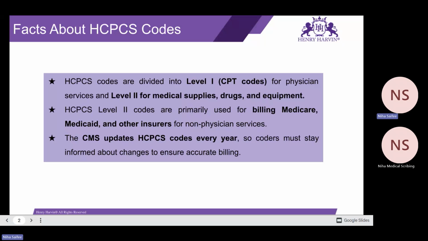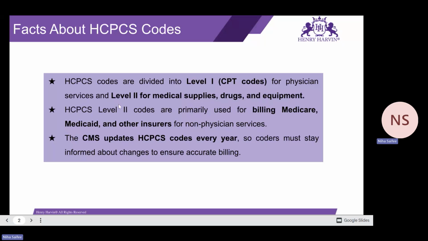Okay, the patient is already paying a heavy premium every month to cover the medical expenses. If the patient has to pay for all this out of pocket, it will be very burdensome for the patient, right? So even those things are covered in your coding, and via coding, they will be covered by the insurance. Okay? So level 1 is CPT, level 2 is your medical supplies, drugs, and equipment.